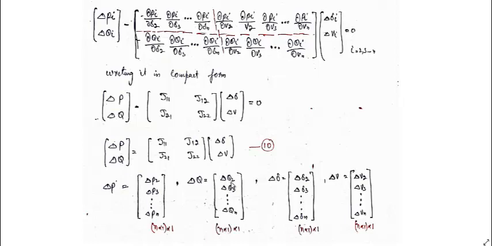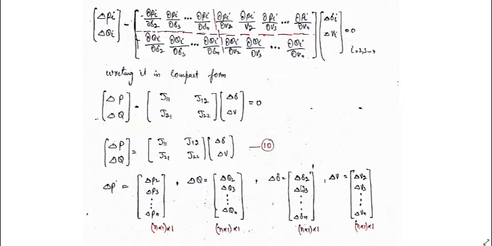Delta Q will be equal to delta Q2, delta Q3 up to delta Qn. This will also be n cross... Actually, this should be n plus 1. Sorry, not n plus 1, n minus 1 cross 1. I have written n cross, it is not like that. Please try to correct it. It is n minus 1 cross 1, n minus 1 cross 1. This is also n minus 1 cross 1.